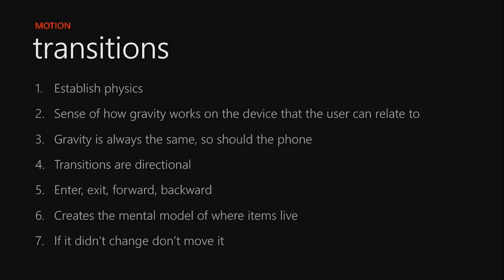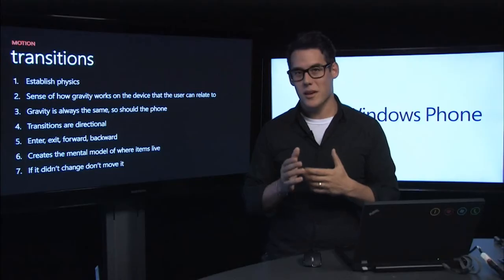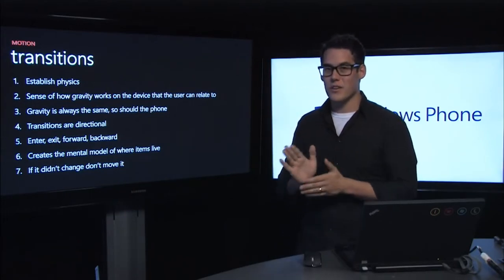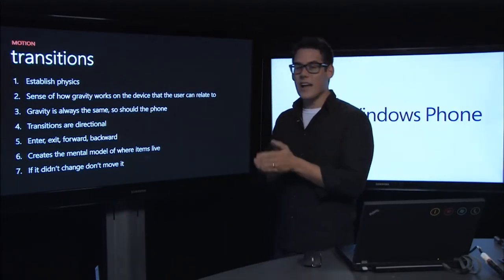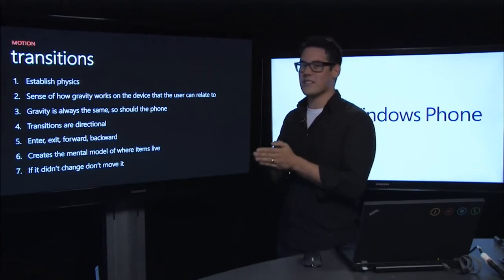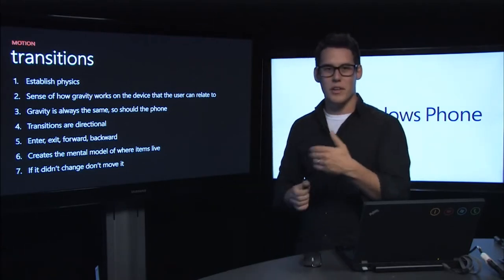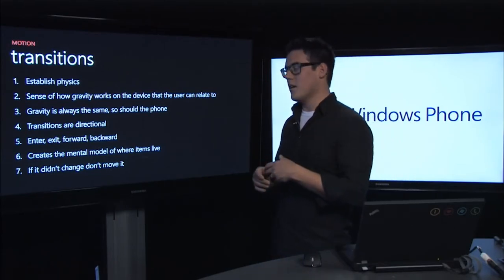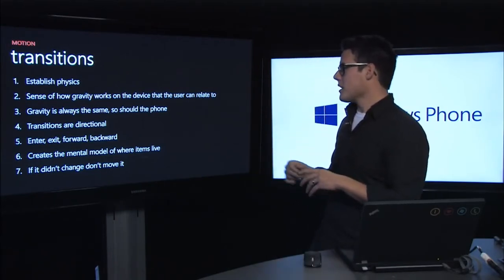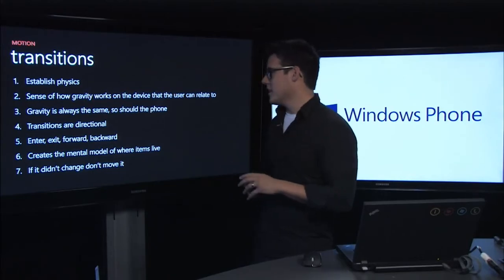So here's a couple of rules, actually a lot of rules about transitions. One, establish physics. We do this by forward in, forward out, backward in, backward out. A sense of gravity works on the device that the user can relate to, right? This is the digital world. None of the rules of the real physical world actually apply. So when we started working on and designing Windows Phone, and when you're designing your application, create a sense of the real world, actual physics, actual gravity, things snapping into place, objects having their own weight and size. Gravity is always the same, so should the phone.